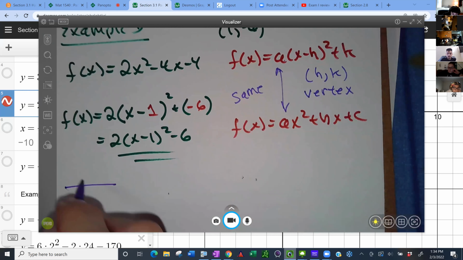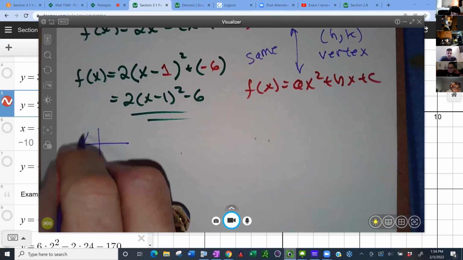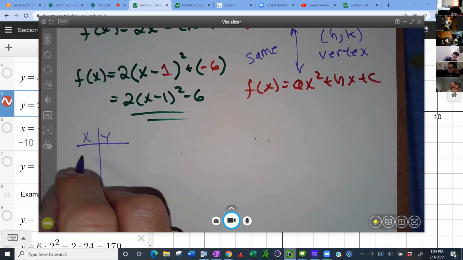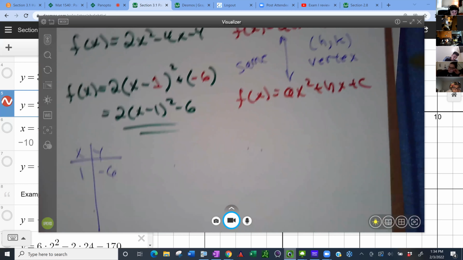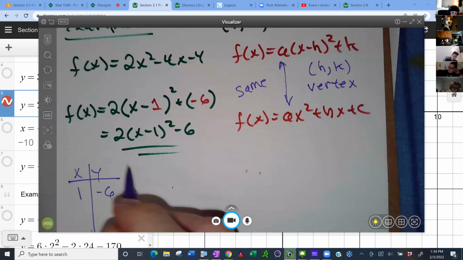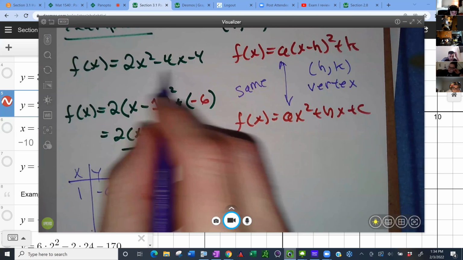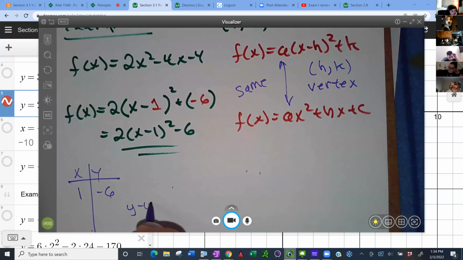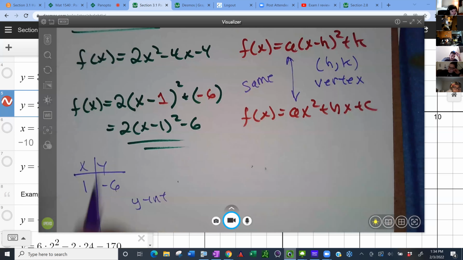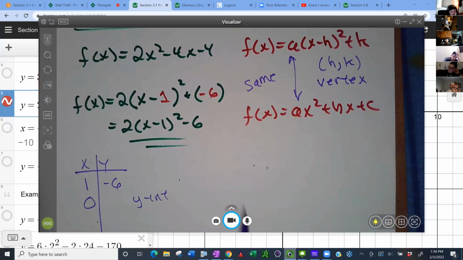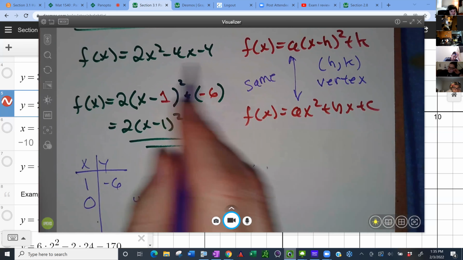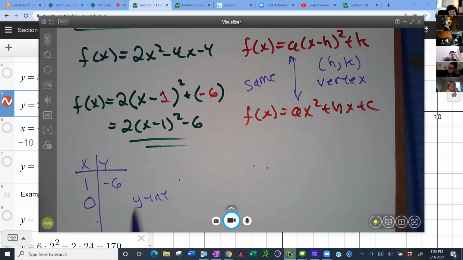You could be asked for a total of 4 points here, at least by me, x and y. We already know that the vertex is 1, -6. I guess I would find the y-intercept using this one. So the y-intercept, you're going to set x equal to 0. If x equals 0, what do you get for y, or f of x in this case, f of 0? Right there, -4.